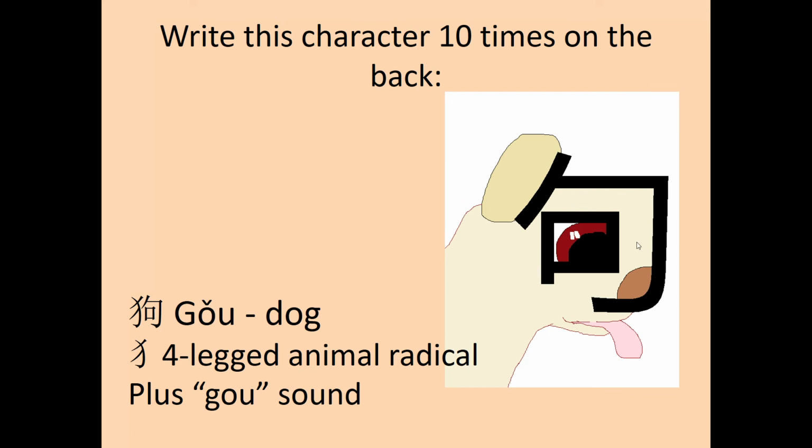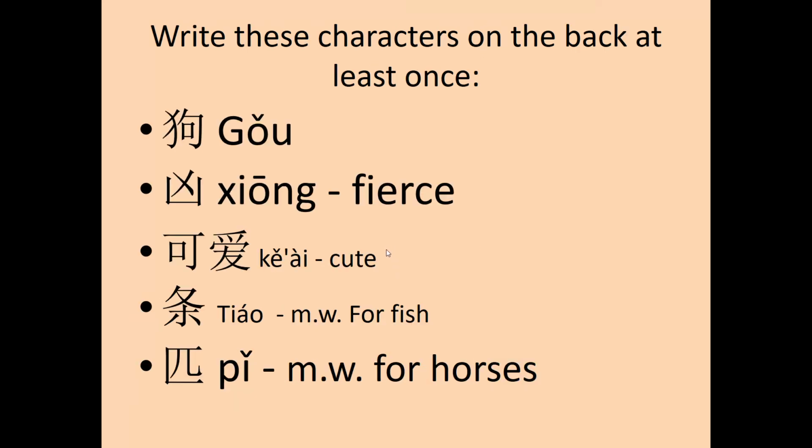Now, gou isn't in the actual lesson, I don't think, so I'd like you to write it 10 times on the back. And then please copy these characters at least once. Xiong for fierce. It's an X in a three-sided box. So you draw the left side of the box, you draw the L, and then the X, and then the right side of the box.